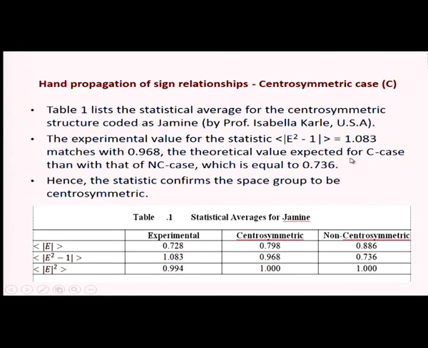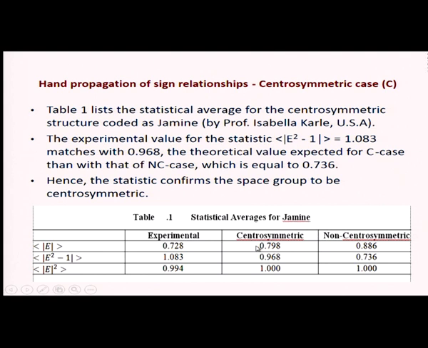The wife of the Nobel laureate Jerome Karle, Isabella Karle, solved some structures using direct methods and she has given a tutorial. Whenever somebody attends a direct methods lecture, you will be asked to do the tutorial in direct methods. So, let us see what we mean by hand propagation of sign relationships in the centrosymmetric case. So, this table lists the statistics for a structure she named Jamine.